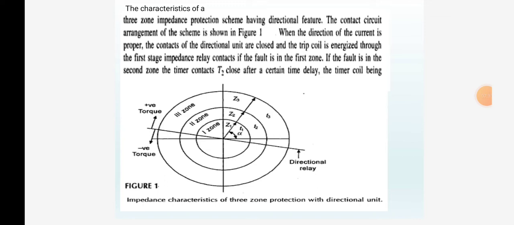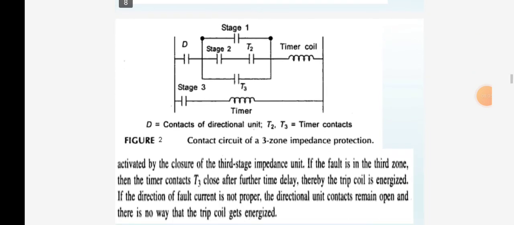In this diagram, it is the impedance characteristics of three zone protection with directional unit. It has the positive torque and negative torque, and it also has the directional relay. It has three zones: zone 1, zone 2 and zone 3. It takes time T1, T2 and T3. The impedance will increase in the three zones.